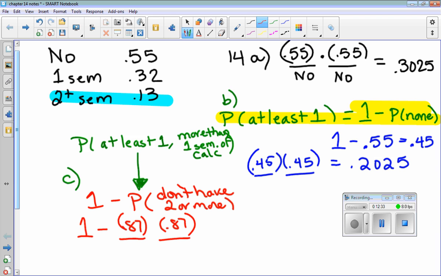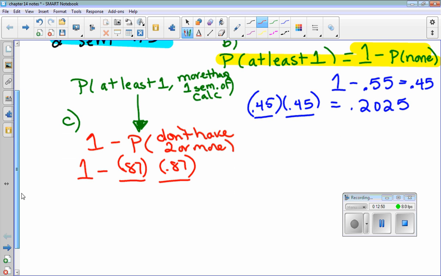But I think I would try to be a little bit more clear with the wording on a test or a quiz. I would say something like, what is the probability that at least one had 2 or more semesters of calculus? I'd be more specific. Okay? But let me show you, well, first of all, what's the answer here? 0.2431?